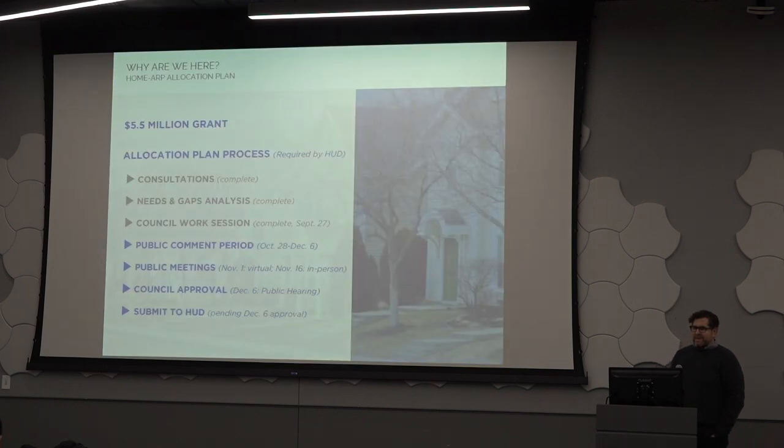So what is HOME-ARP? The city received this $5.5 million grant from HUD last fall, and HUD requires this allocation plan process where we had consultations with a number of organizations who do work in the homelessness and at-risk of housing insecurity field. We did a needs and gaps analysis and presented initial thoughts and findings to city council. We're now in a public comment period where we have a draft of the plan published, and we're receiving public comments so we can refine the plan, within the constraints of what it is, to best serve the community.